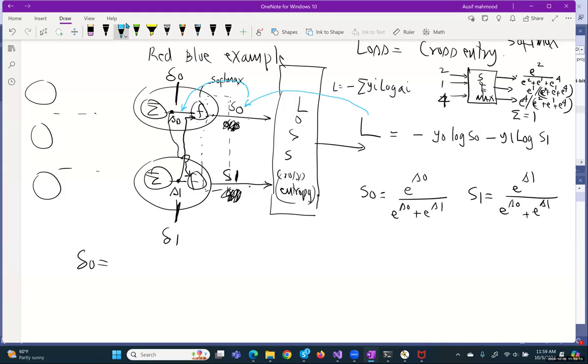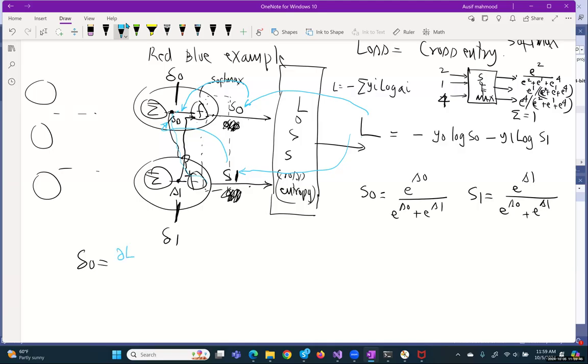Is this the only way to go from loss to lowercase s0? No, there's another way. And what is that? Go from here to S1, right? From S1, take a look here. I can go here, right? From S1, I can go to S0, okay? So if I write that in terms of the derivatives, what will that be?